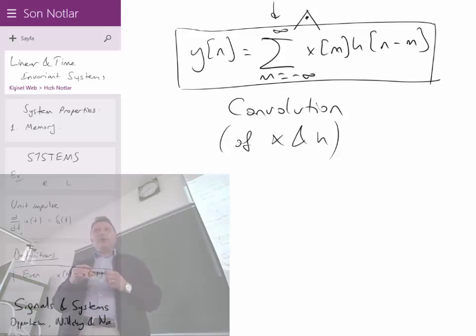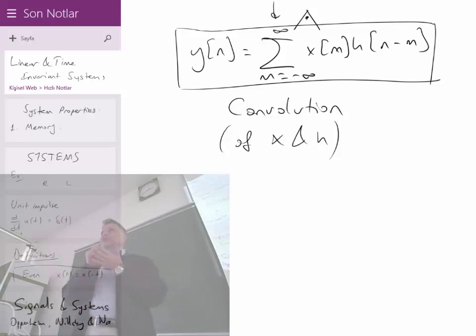The question is, can you evaluate it? If I give you an h and if I give you an x, well, there are several methodologies to do that. But at least you should be able to do this. Just split your x into impulses.